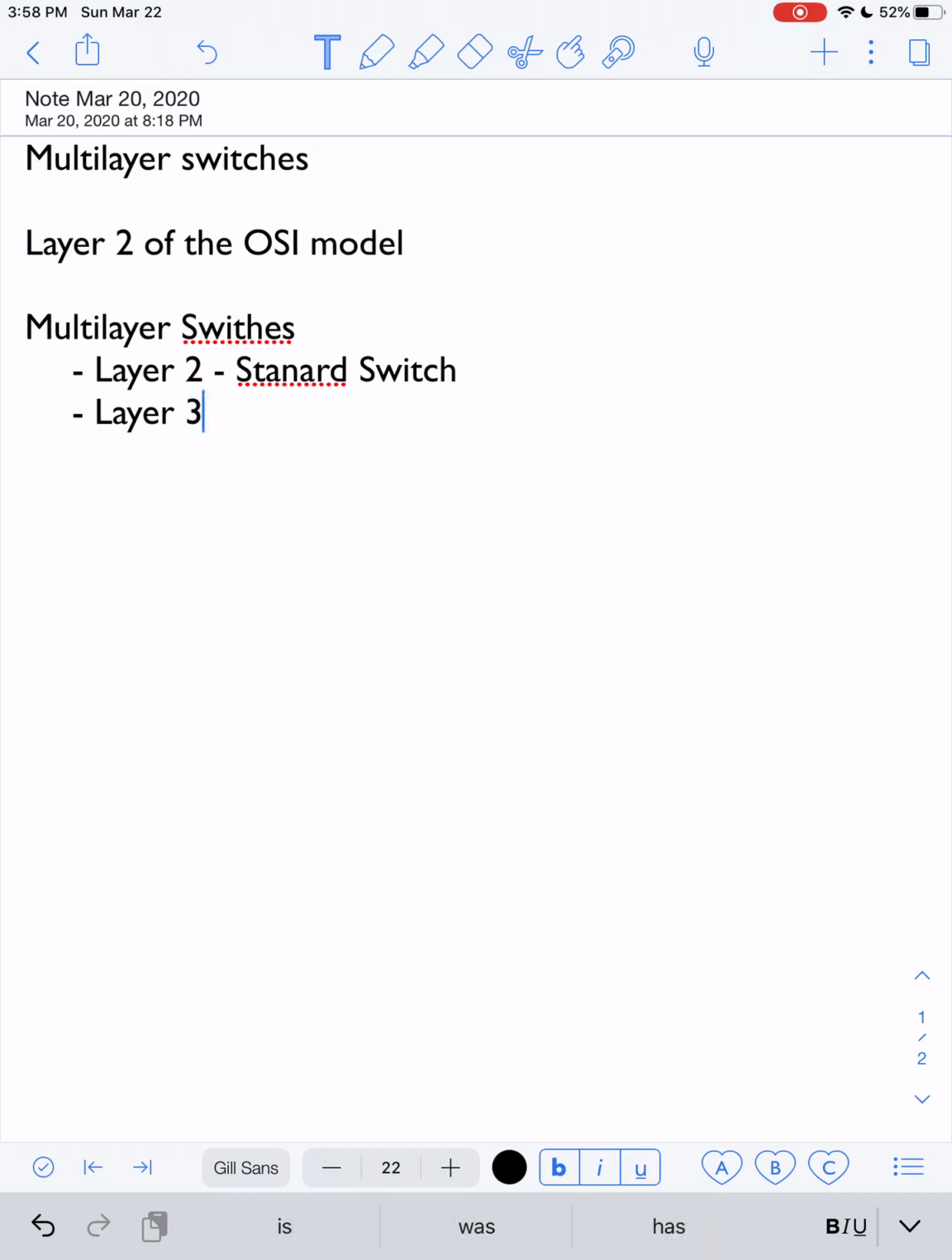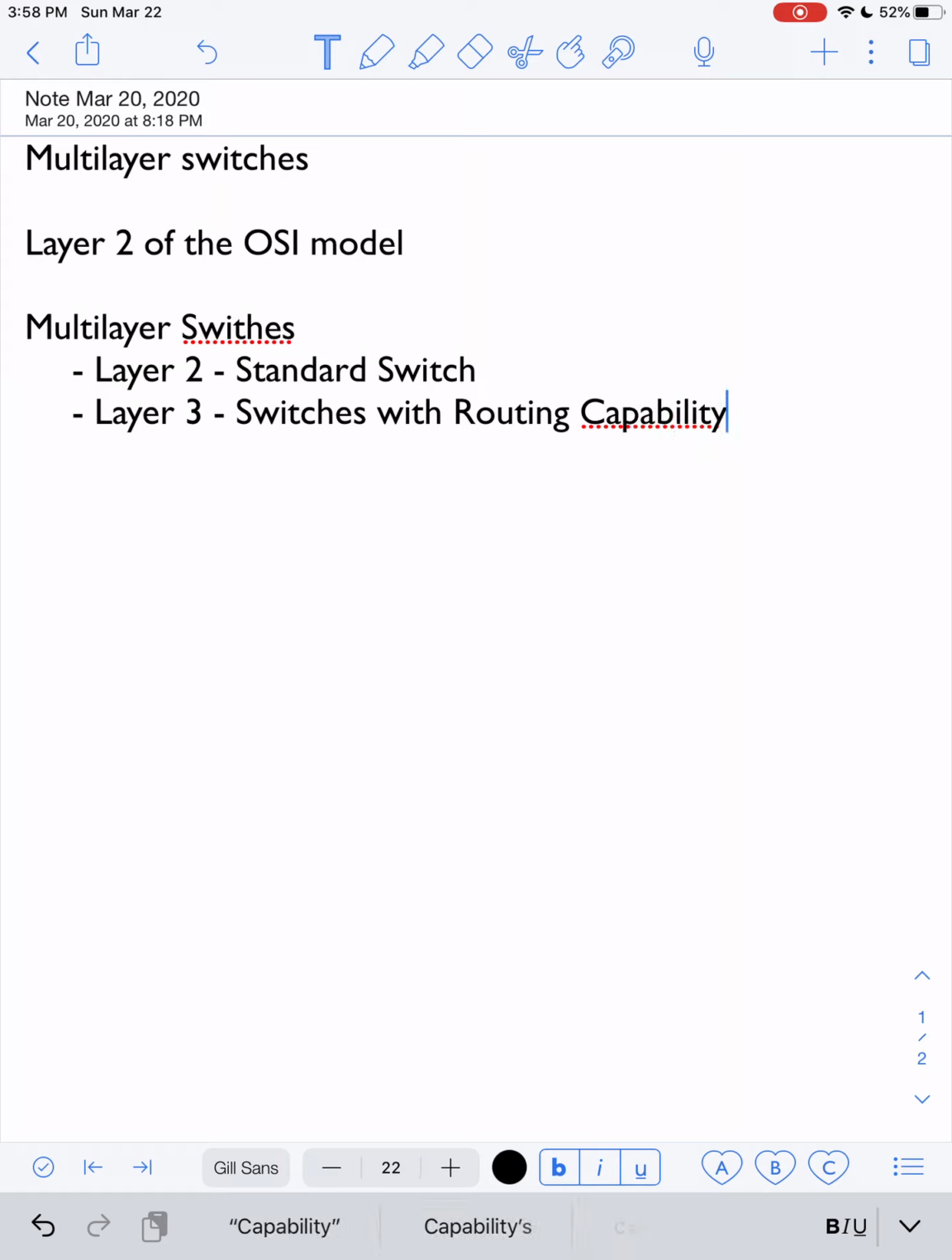At layer 3, we discussed that earlier in this chapter. Layer 3, we do have these switches. These are switches with routing capability. However, we do have other layer switches that can operate at layer 4, and some even operate at layer 7.